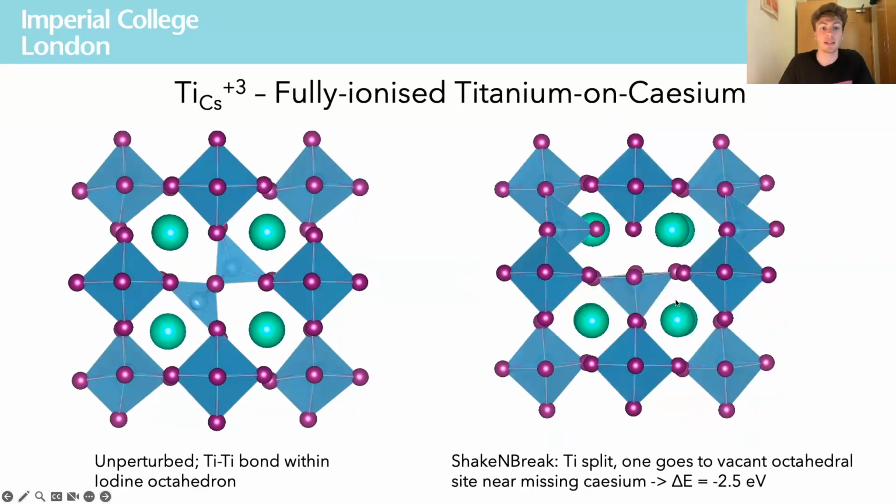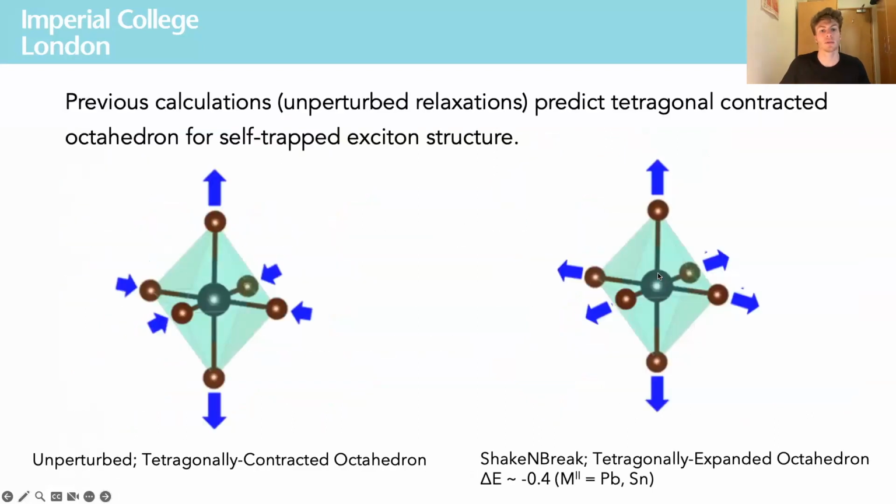If we look at the antisites, for the fully ionized titanium on cesium defect, a standard unperturbed relaxation gives us this titanium-titanium dimer-like structure here with the 2 titanium atoms contained within a single iodine octahedron. Instead, ShakeNBreak identifies a much lower energy structure where the titanium atoms split and one of them goes to this nearby vacant octahedral site, pulling one of the neighboring iodine atoms with it.